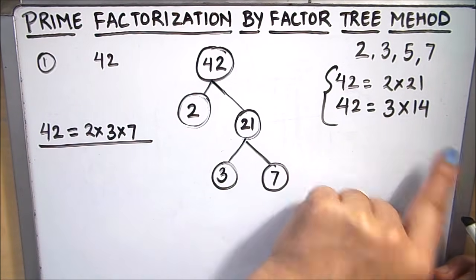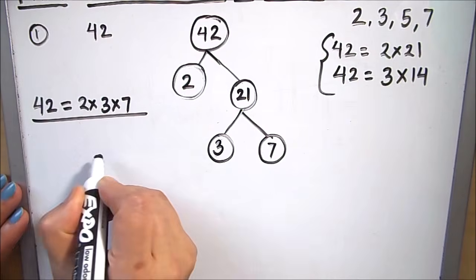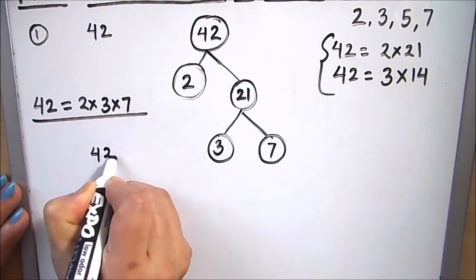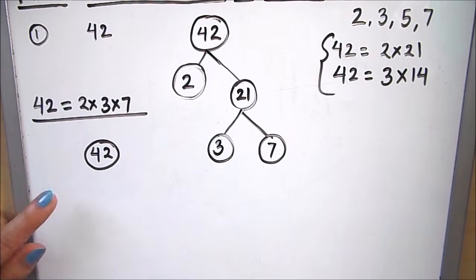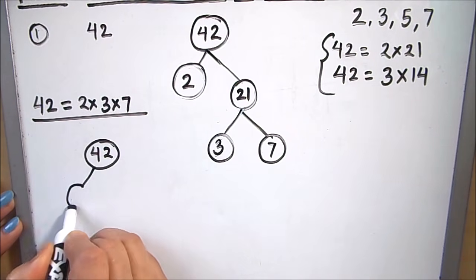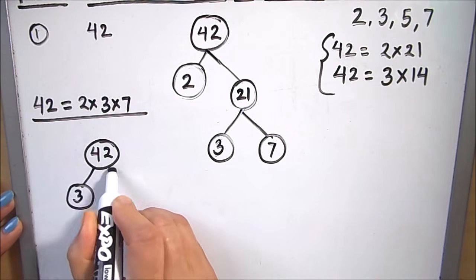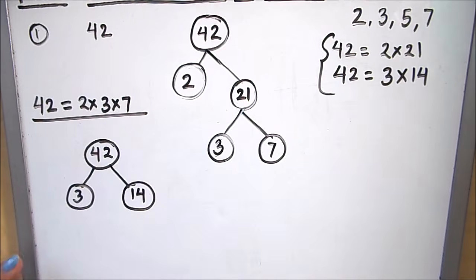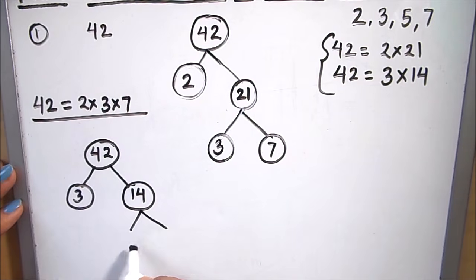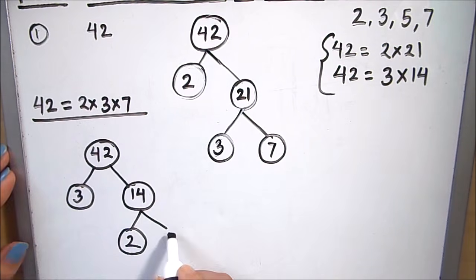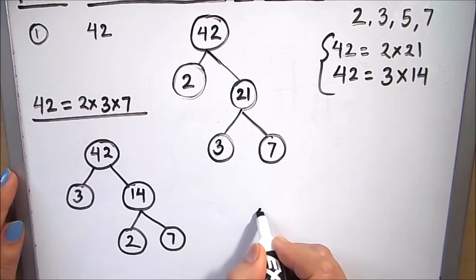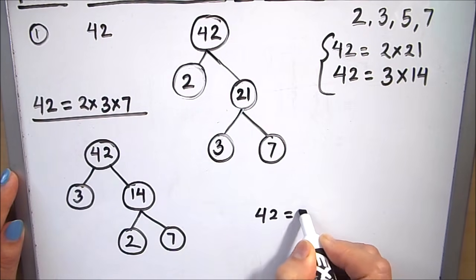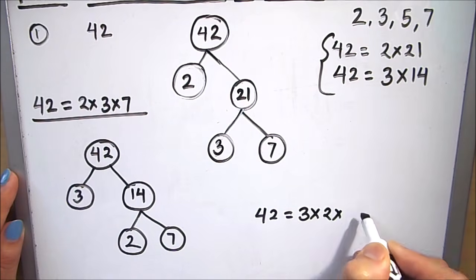Now let's take 3 times 14. We can draw one more factor tree here. We write 42 as 3 times 14. 3 is a prime number, so we are not going to divide it further. 14 can be divided further and written as 2 times 7. From these factors too, we get the factors of 42 as 3 times 2 times 7.